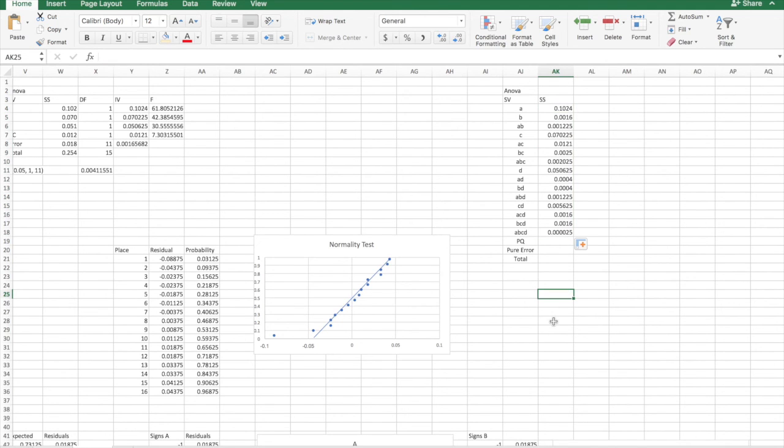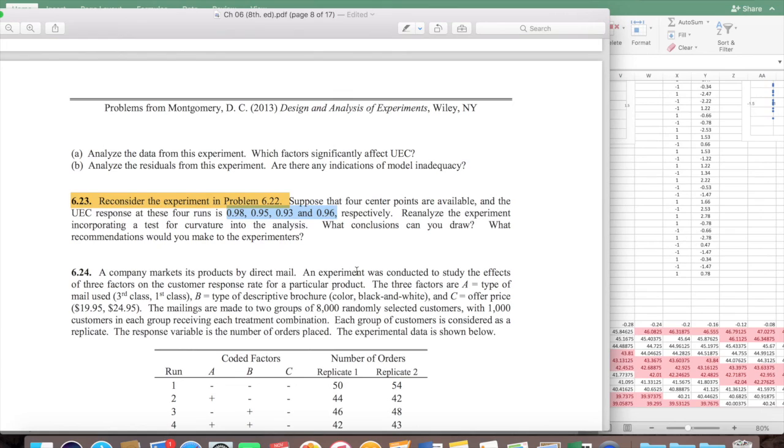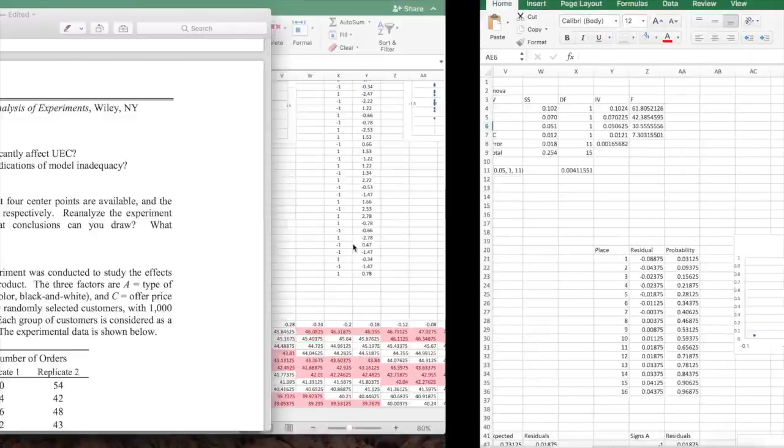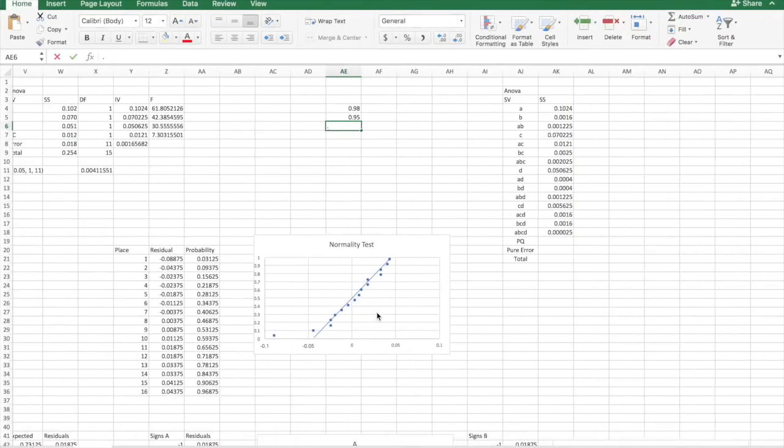and to calculate the sum of squares of the pure quadratic and the pure error, we have to analyze the points which were given here. So it's 0.98, 0.98, 0.95, 0.93, and 0.96. And 0.96.